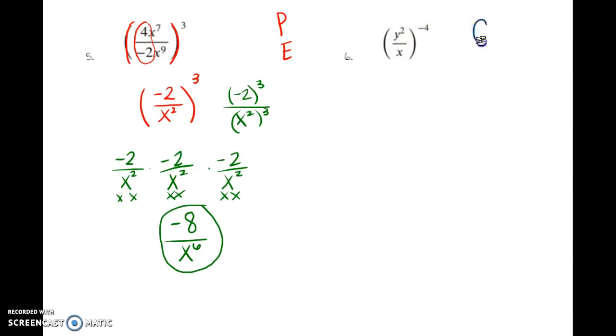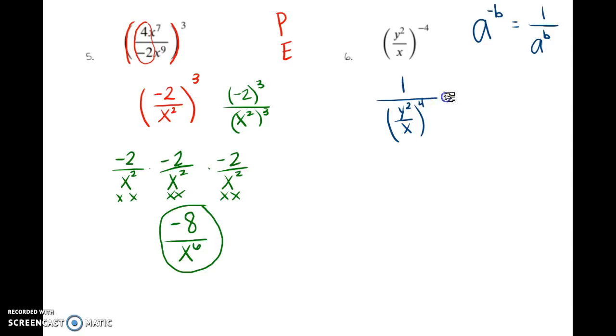Well, we learned that if you have something to a negative exponent, let's say a to the negative b power, that's the same as 1 over a to the positive b power. So we could rewrite this as 1 over y squared over x to the positive 4th power. So if I wanted to, let me fix that so you can see it a little bit better.